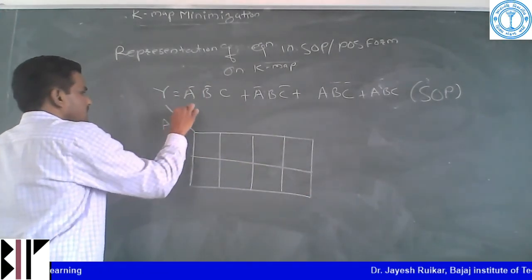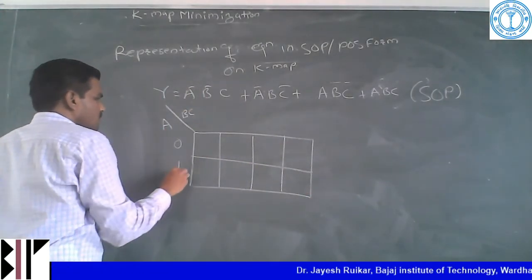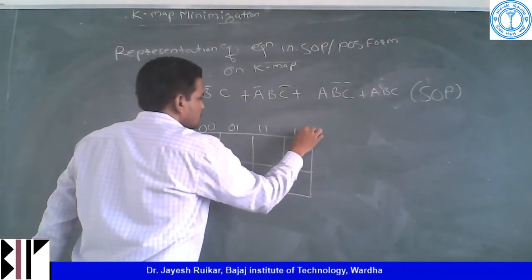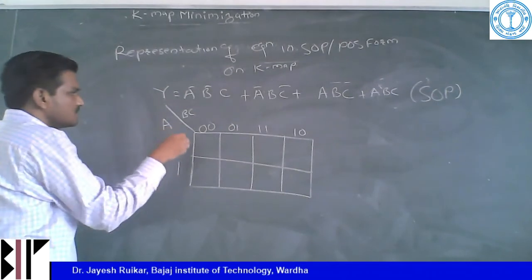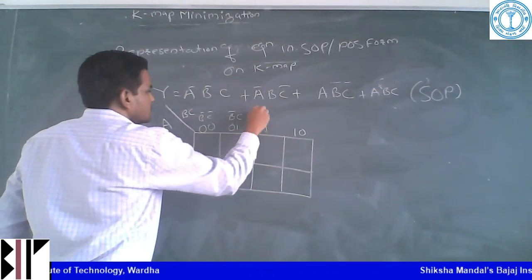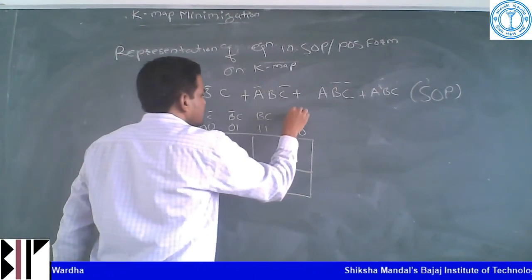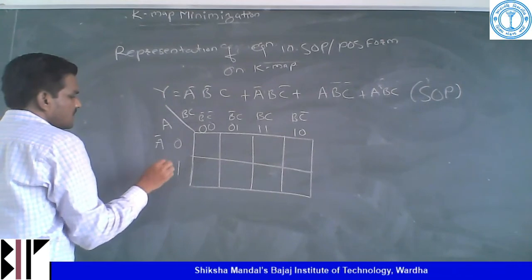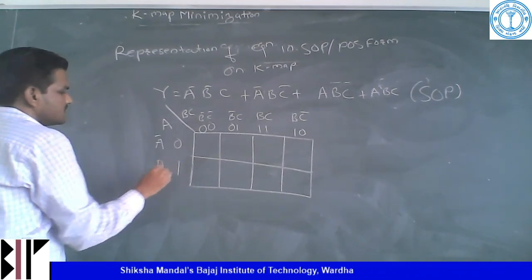So this is my A, this is my BC. So 0, 1, 0, 0, 0, 1, 1, 1, 1, 0. Okay. So this is my B bar, C bar. This is my B bar, C. This is B, C, and this is B, C bar. This is A bar, and then this is my A.